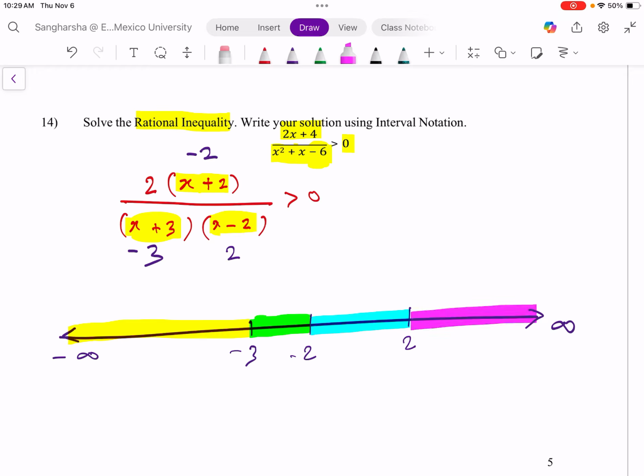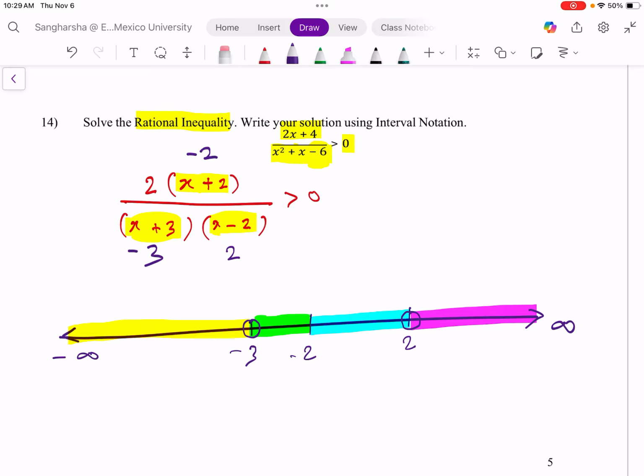Now before you test your intervals, we have to check whether these zeros are solutions or not. Let's start with the zeros of the denominator. Are these two solutions for this inequality? These two are never solutions. If you have a rational inequality, the numbers that make the denominator 0 are never solutions. So we have open circles at negative 3 and at positive 2.